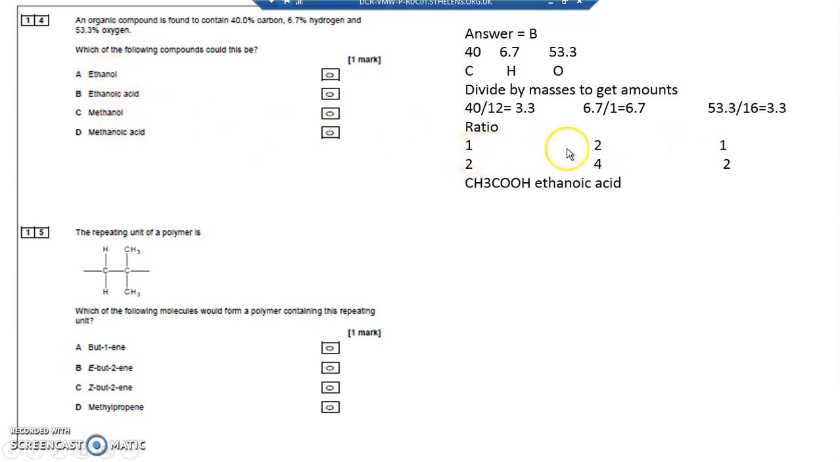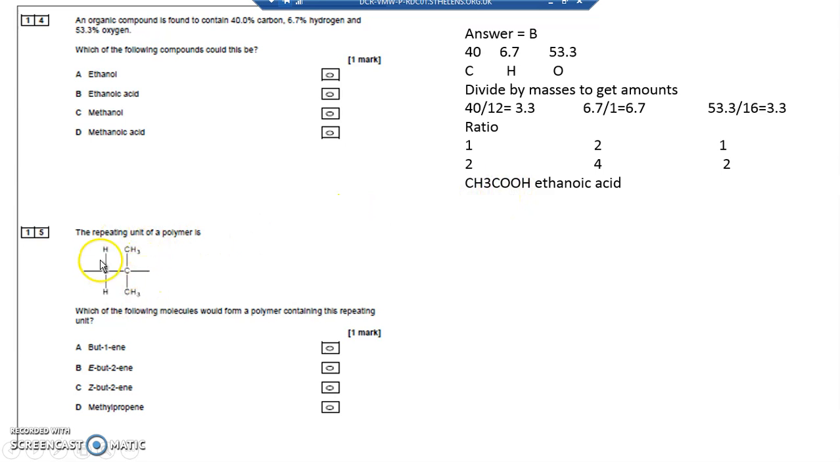or ethanoic acid. So if I double these amounts to end up with 2 carbons, 4 hydrogens, 2 oxygens, that matches ethanoic acid, 2 carbons, 4 hydrogens, 2 oxygens.